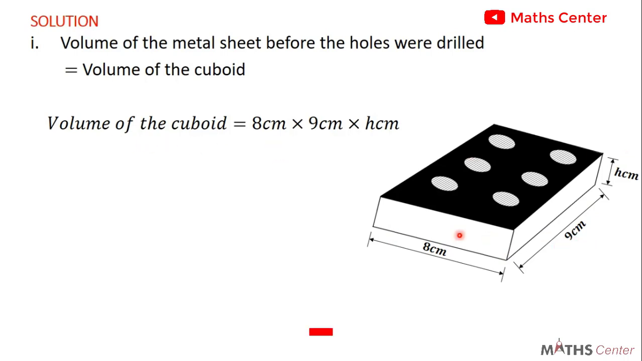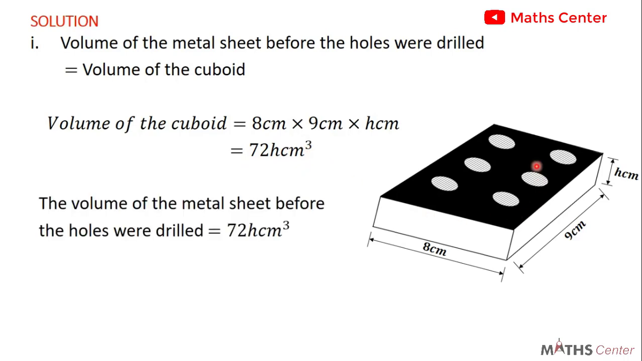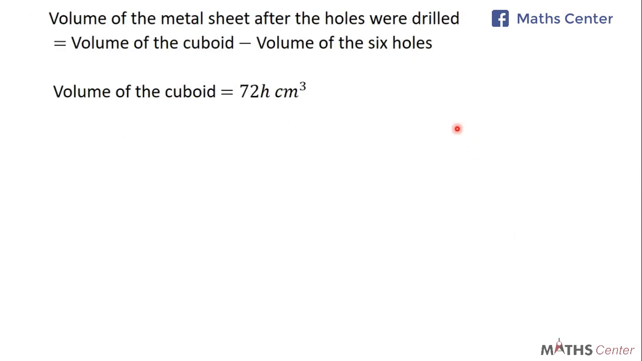So the volume of this cuboid is 8 centimeters by 9 centimeters by h centimeters, and that will give us 72h centimeters cube, meaning that the volume of this cuboid before the holes were drilled is 72h centimeters cube. The question also said we should find the volume of this metal sheet after the holes were drilled.